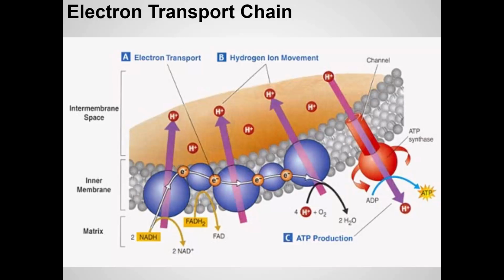So again, what we see is the NADH, the FADH2, which came from the other parts of respiration. They give up their electron. Those electrons get passed from one molecule to another, to another, to another. And as they're passed, that energy is being used to pump protons across the membrane. Hydrogen ions here, protons, are building up over here. And what's going to happen to them?